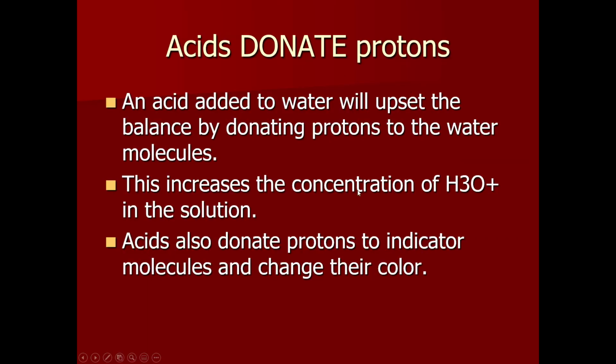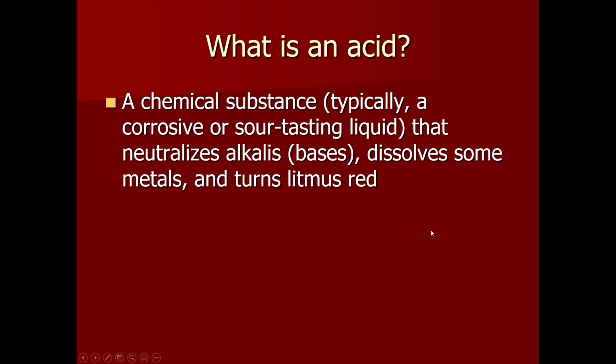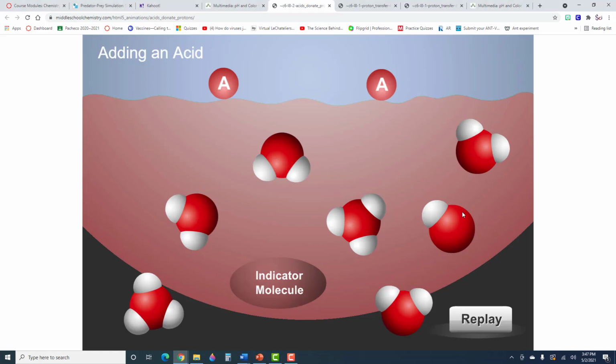So acids donate protons, bases take them. A base added to water takes protons from the water. This increases the concentration of OH minus because you stole an H from the water, and the H3O plus ions and the indicator donate protons to the OH minus ions. This decreases the concentration of H3O plus, which then results in the color change. So I have an animation of that one too.